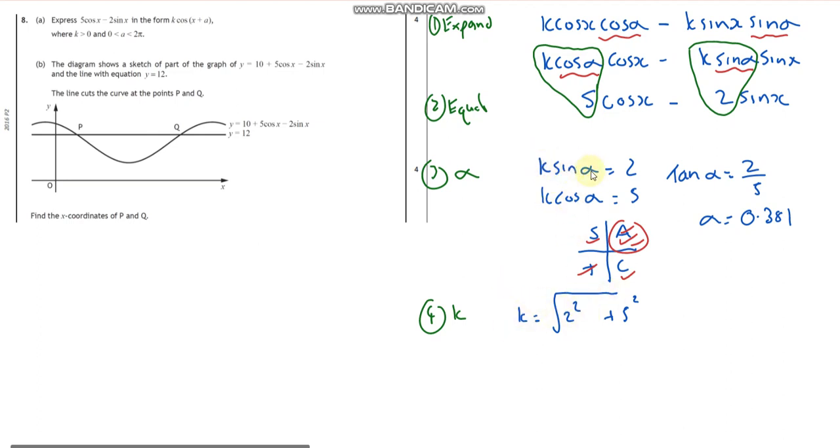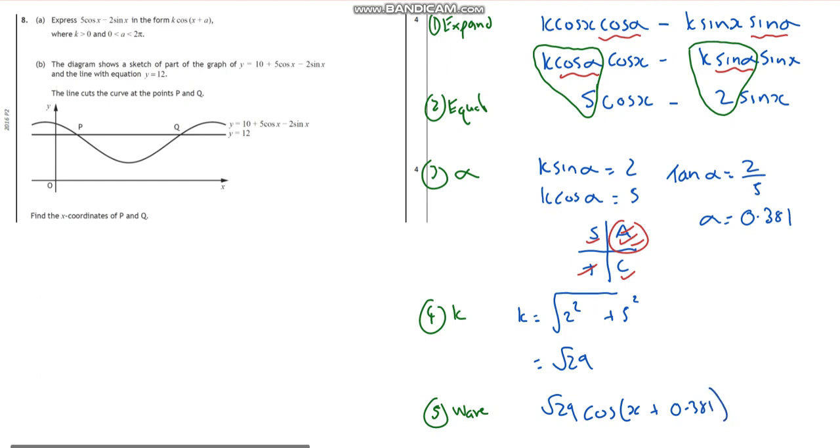And squaring these, sine squared and cos squared give you 1, so it cancels out. You take out a common factor, but we don't have to show any of that. We just have to do a calculation. So 25 and 4 gives us root 29. So if I write this wave function out, final answer, root 29, and that was a cos transformation, and it's cos of x plus 0.381.